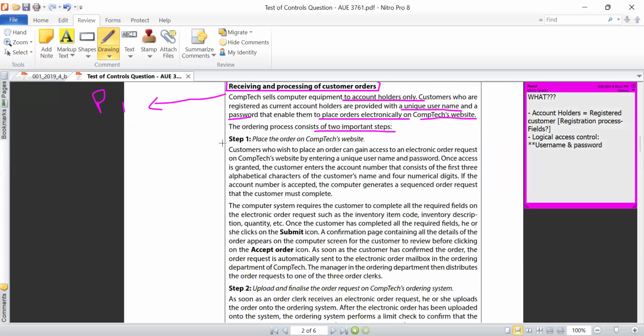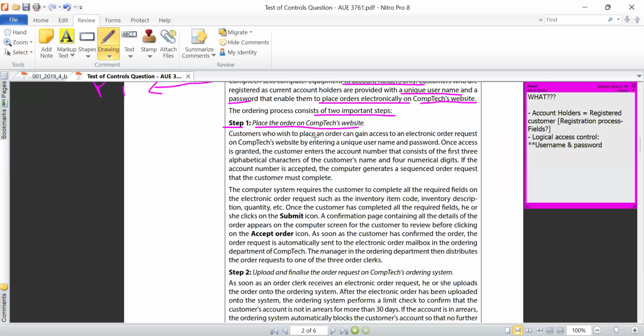So now, step one: placing the order on CompTech's website. Customers who wish to place an order can gain access to an electronic order request on CompTech's website by entering what? A unique username and password. Now, that to me is a computerized control, which is logical access. We need to test this. How are we going to test this? We're going to use invalid test data.